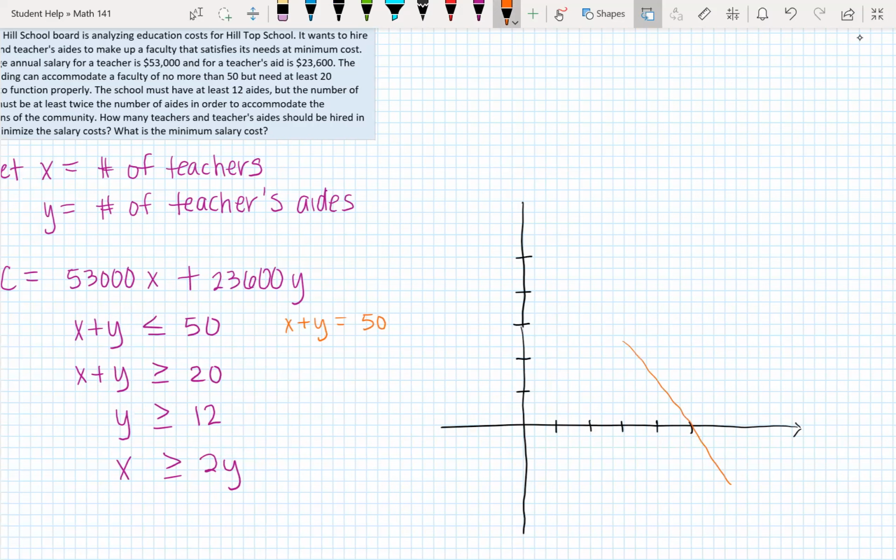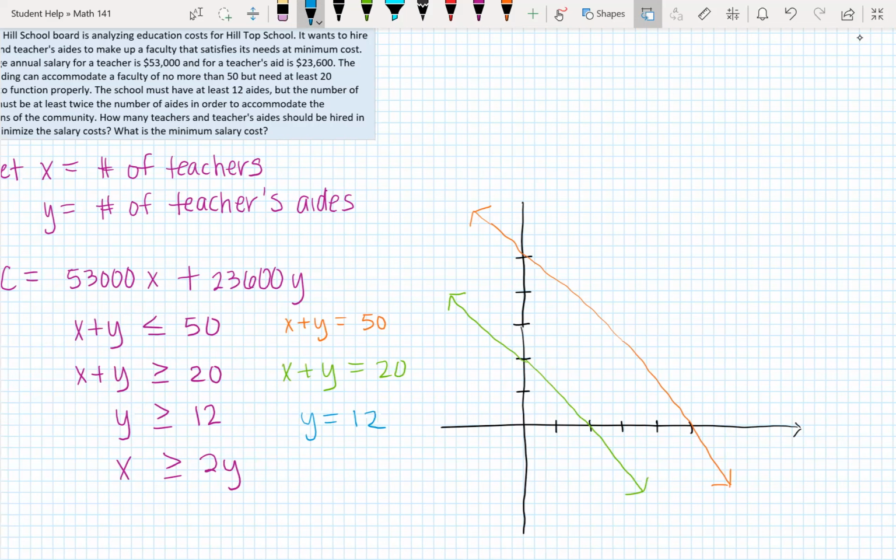Okay, so that first line is going to be like this. Pretend that's straight. Then our second line is x plus y equals 20. So that line is actually going to be here. These two lines are parallel. And then we also have y equals 12.